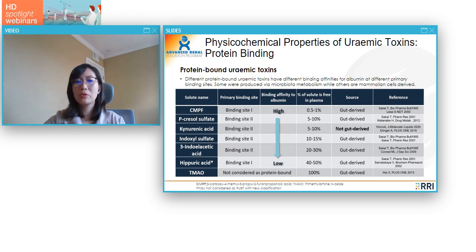Now, I want to mention that, as you can see listed on this table, a large portion of known protein-bound uremic toxins are gut-derived. But some are not. For example, kynurenic acid is a mammalian cell-derived toxin. And also, not all the gut-derived uremic toxins are protein-bound. For example, TMAO, the one listed on the bottom of this table, is completely water-soluble. It's derived from consumption of fish.